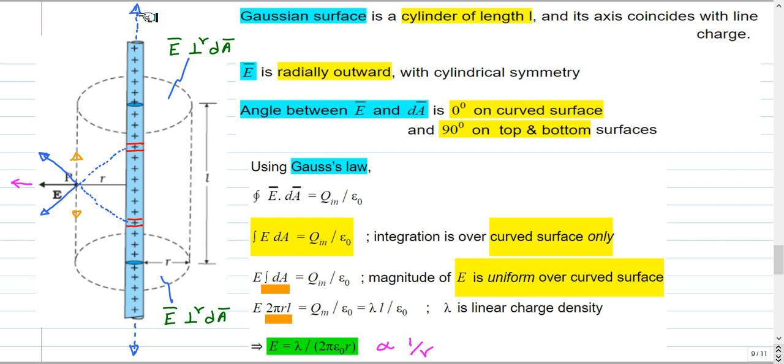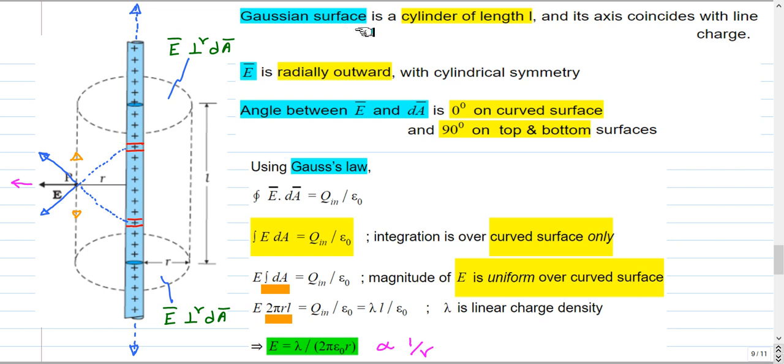So this is the infinite line charge which extends to both the sides to infinity. Let's take an arbitrary point P, a general point, and calculate the electric field at this point. To apply Gauss's law, we have to choose an appropriate Gaussian surface which will exploit the usefulness of Gauss's law.